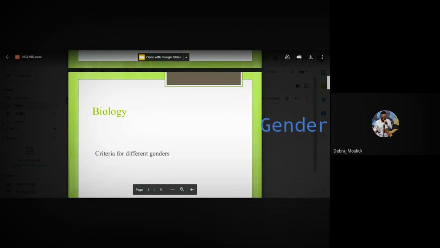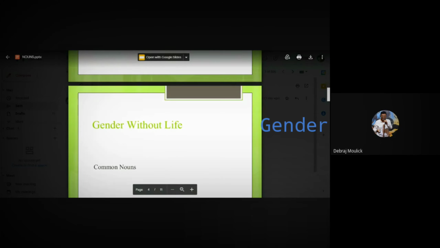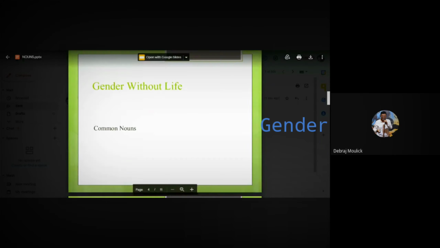I've already told you biology is the criteria for different genders, that is masculine and feminine. Female reproductive organ, male reproductive organ, male characteristic, female characteristic. That's how it's masculine and feminine. And gender without life is neuter gender, basically. Not common gender. Don't confuse common gender and neuter gender. These are common nouns without any kind of life. Obviously a table, a chair, a ball, a bat, a train, a plane. These are without life, and that's neuter gender. Everything has got a gender over here.